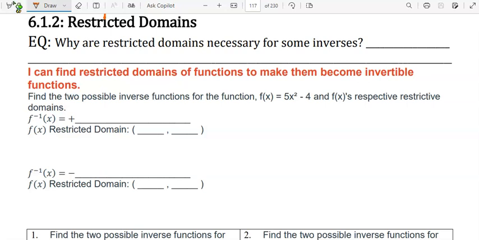Find the two possible inverse functions for the function f of x equals 5x squared minus 4 and f of x's respective restrictive domains. First, let's just find the inverse.